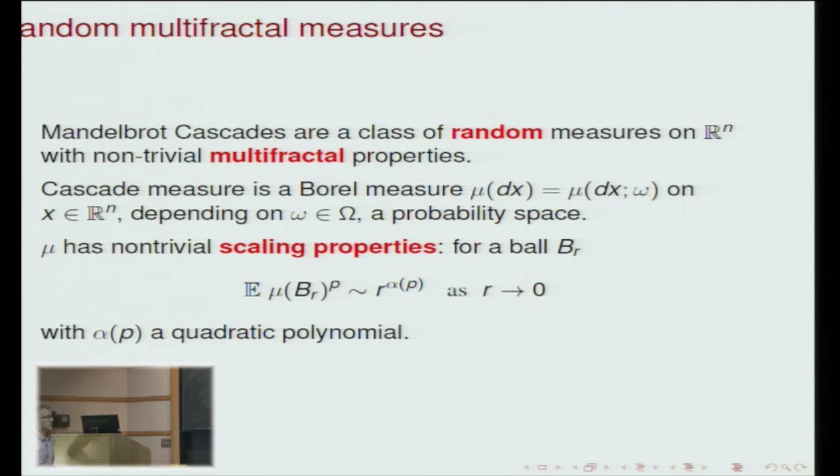Anyway, so these are random measures which have these properties. One way to say it is: take this measure and look at the volume, the measure of a ball of radius r. These are typically homogeneous measures, so translation invariant if I'm on Rn. Look at the pth moment of that volume, and it scales with some non-trivial power law with the radius. In this case it's not completely non-trivial, it will actually be a quadratic polynomial, so it will be a simple example of a multifractal exponent.